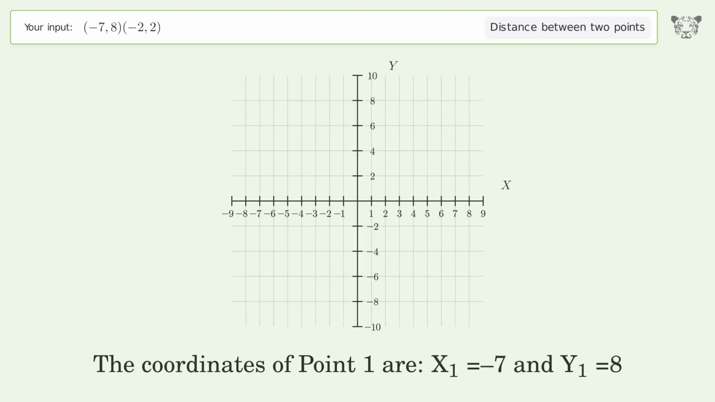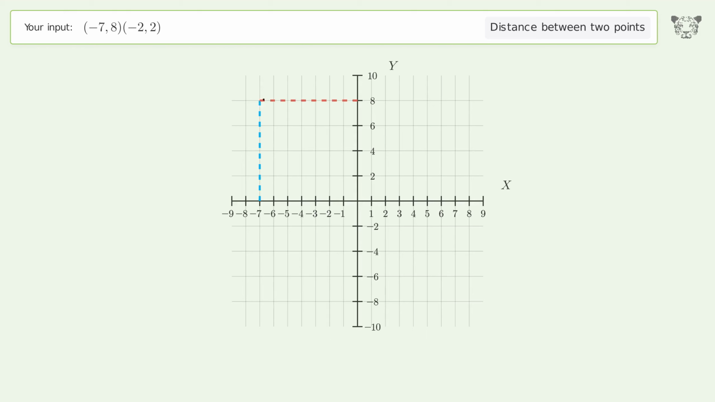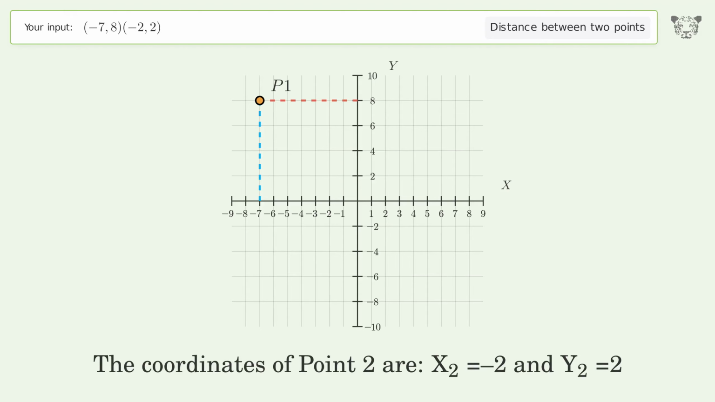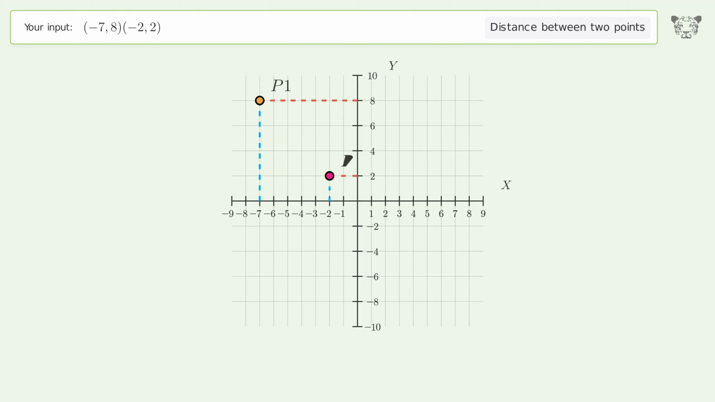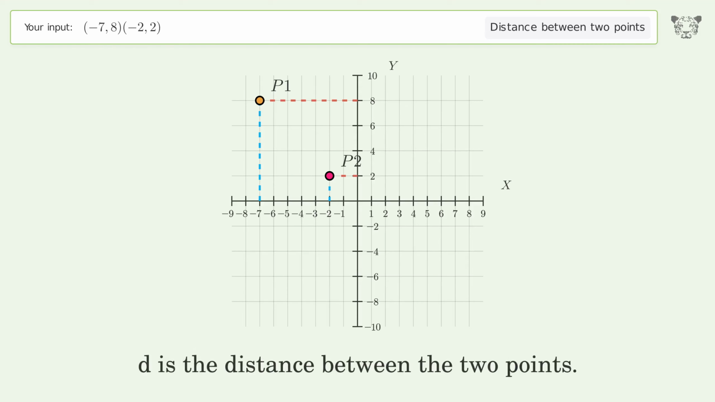The coordinates of point 1 are, x1 equals -7 and y1 equals 8. The coordinates of point 2 are, x2 equals -2 and y2 equals 2. D is the distance between the 2 points.